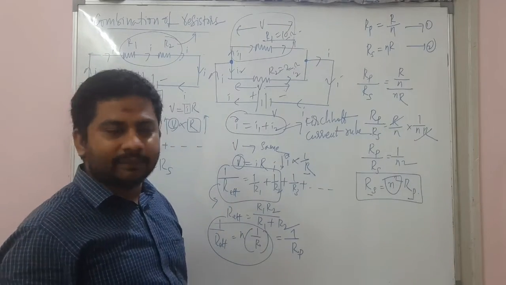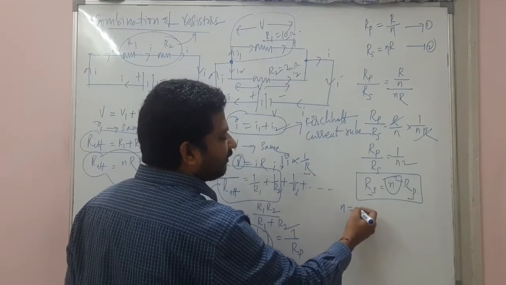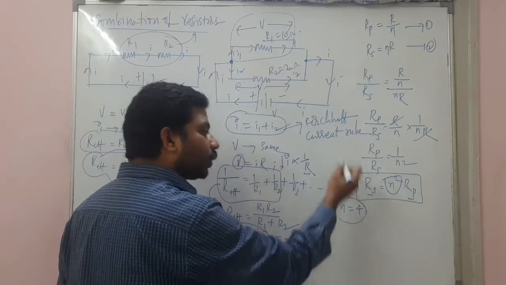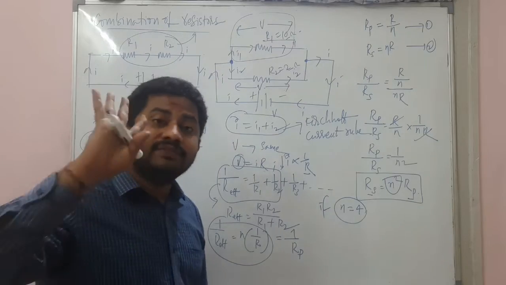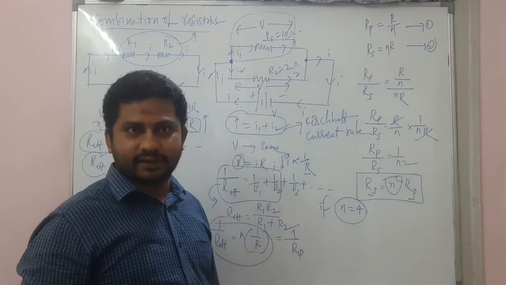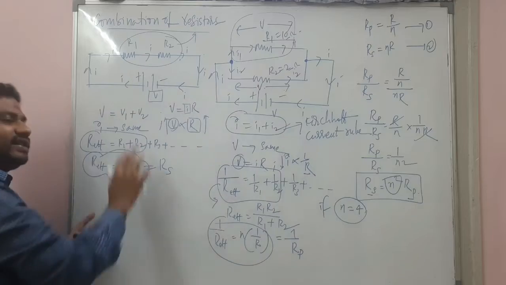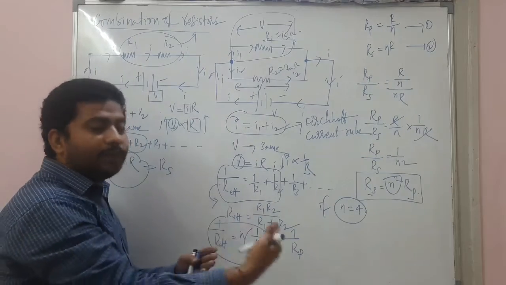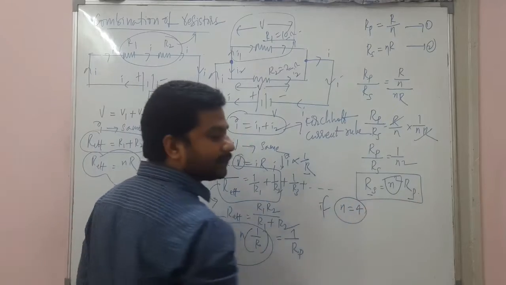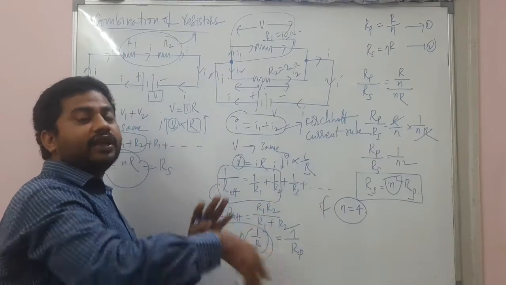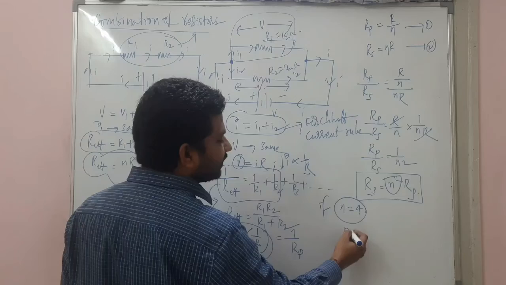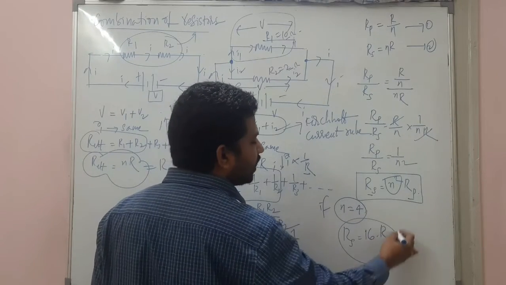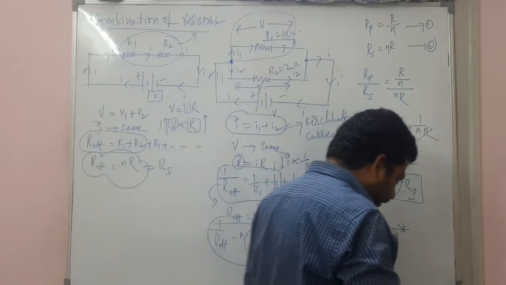Understand? Clear? For example, if N value is 4, very important. If N value is 4, what does it mean? There are 4 equal resistors which are connected in series first, then in parallel. The relation between RS and RP, what is that? RS is equal to 16 into RP. So, a very, very important question.